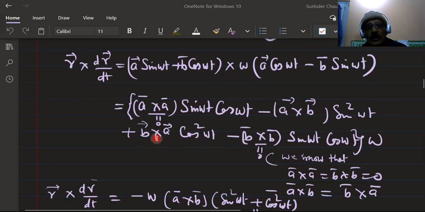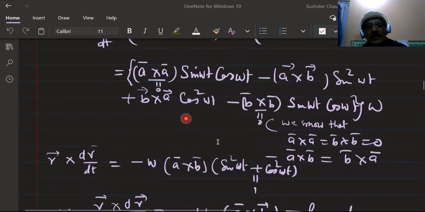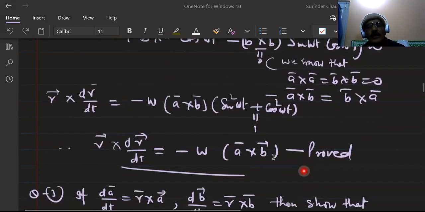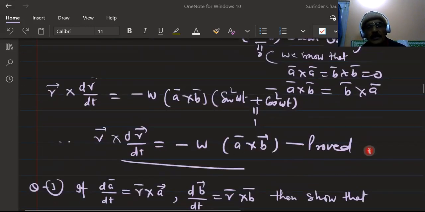Now this is equal to minus a cross b. Cross product is not commutative: b cross a is equal to minus a cross b. Substitute here a cross b, with sin squared omega t and cos squared omega t. A cross b is common, and minus a cross b is common, and you are left with sin squared omega t plus cos squared omega t equal to 1, and this will be the second.